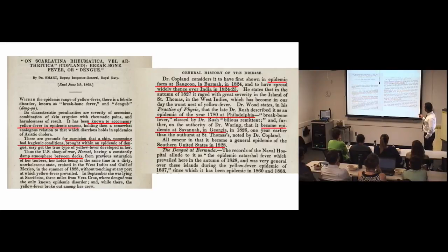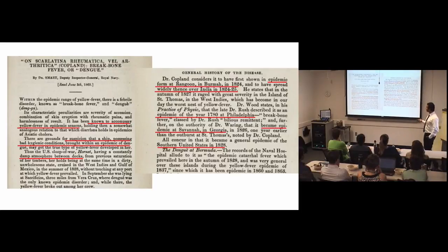It also says that certain areas, Burma and India, have had epidemics, and also Philadelphia and Georgia are on that list. They all concur that it became a general epidemic in the southern United States in 1820.